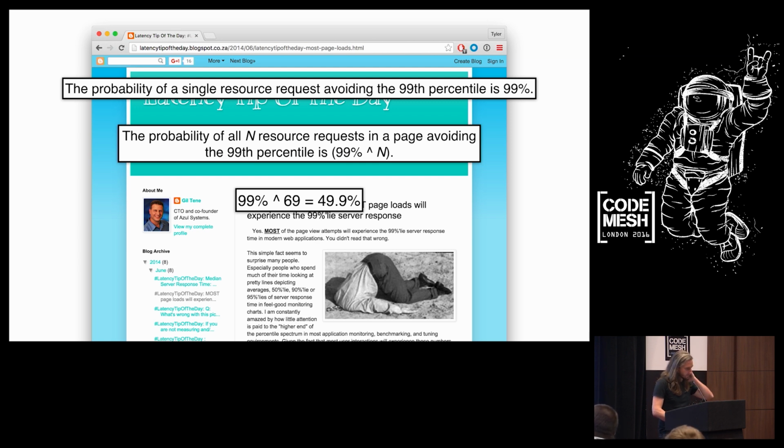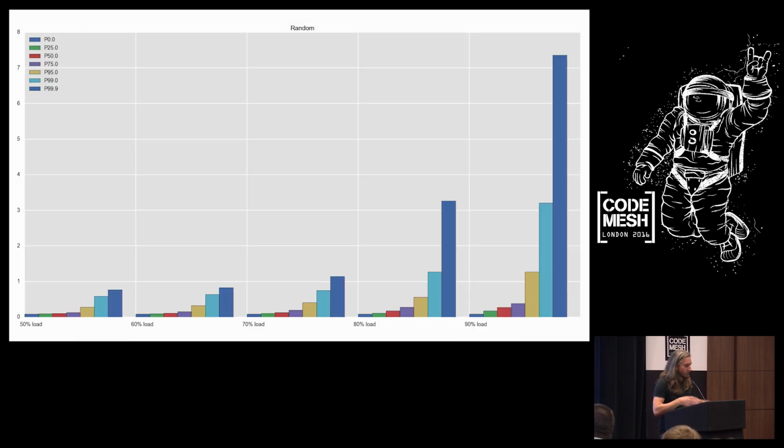So it turns out that one of the more interesting parts of this is what happens when you start to increase the load on the system. That curve that I showed earlier was at 70% of the theoretical load of the system. But as the load increases, this actually gets worse and worse and worse.